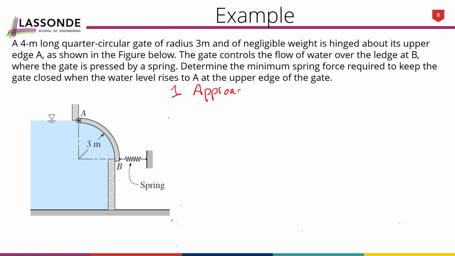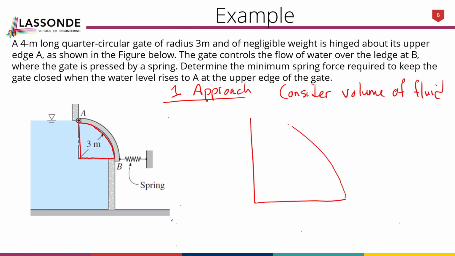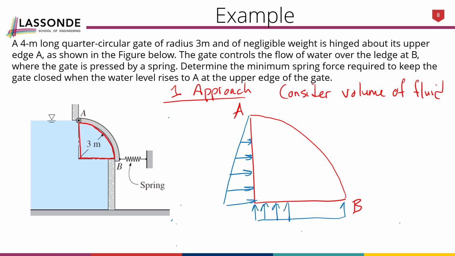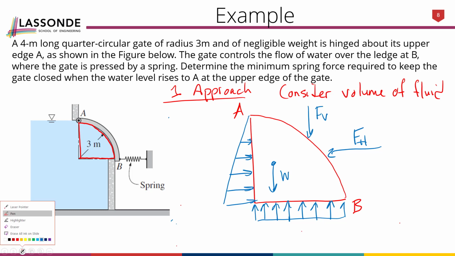gate together. So the first approach that we could take is to define some volume of the fluid that's inside that gate between A and B. Knowing the pressure on the vertical projection, we could find out what that force is, and on the horizontal projection, we could find that force. Then we'd find out the force that is exerted on the gate from the fluid, or equal but opposite the force the fluid exerts on the gate.